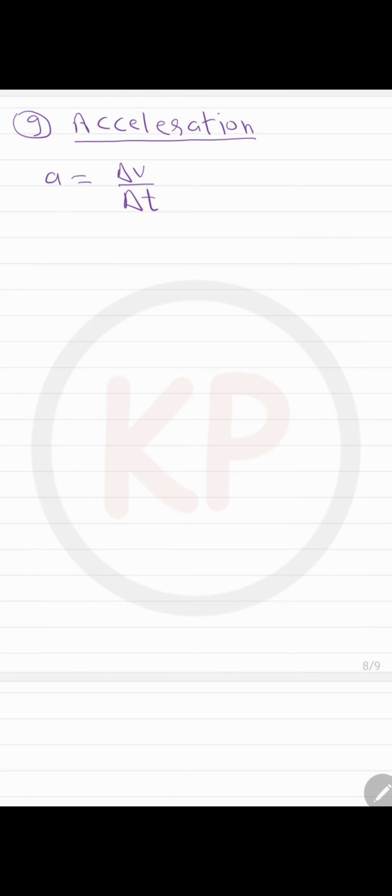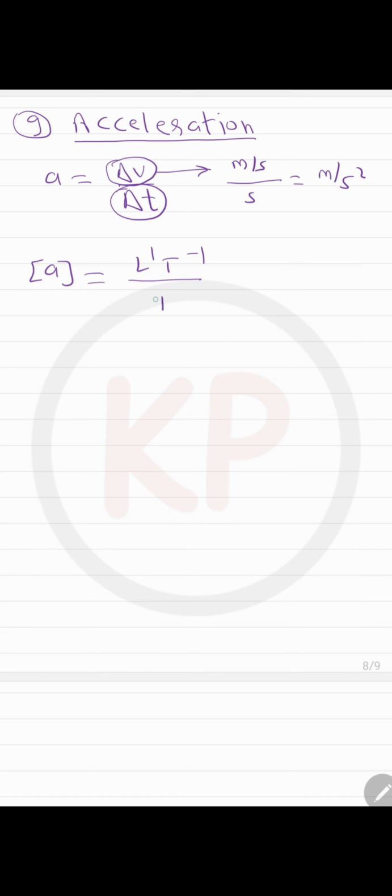So acceleration, a is equal to delta V by delta T. The unit of velocity is meter per second and time is again second. So this becomes meter per second square. The dimensional formula of acceleration: the dimensional formula of velocity, just now we saw, is L1 T minus 1, divided by time, which is T1. So this becomes L1 T minus 2.